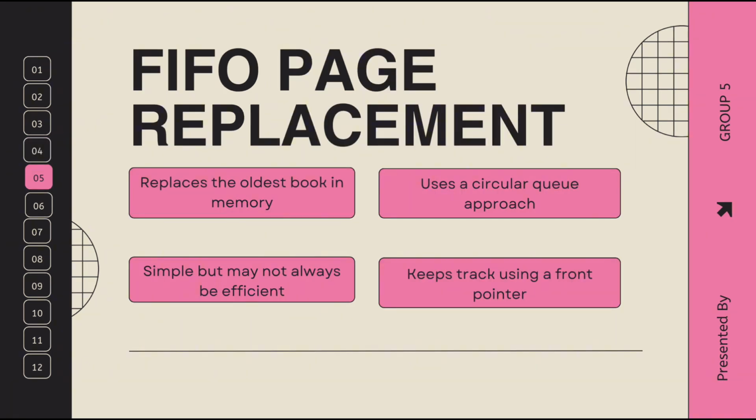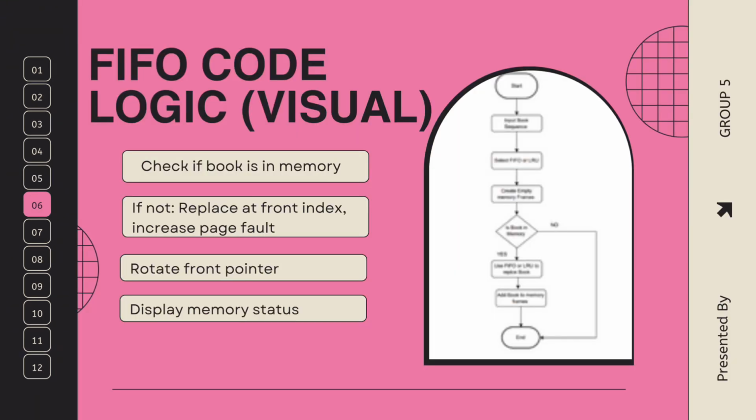For the FIFO page replacement, let's start with FIFO. FIFO is the simplest memory replacement algorithm. It uses a queue structure. The first book that comes in will be the first to be removed, regardless of whether it's still needed.